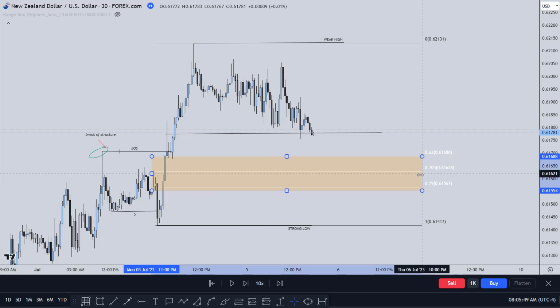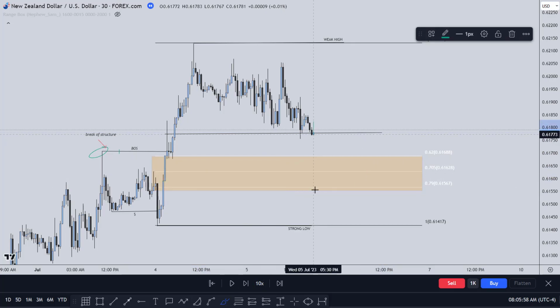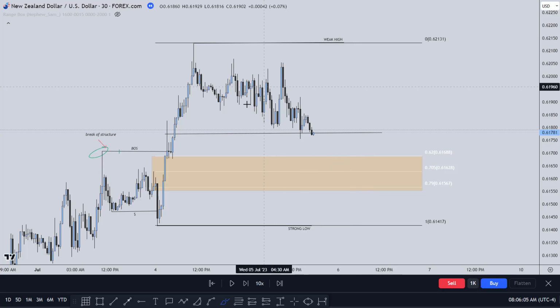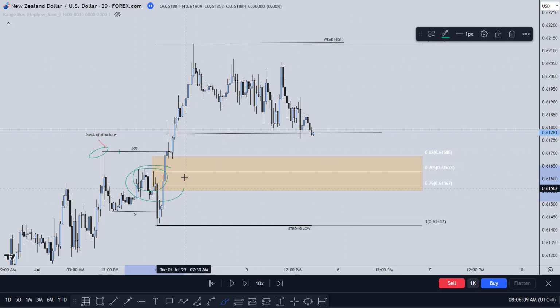So right here, based on our previous backtesting sessions, we know that price will probably come down in these areas and play around before it comes and clears this weak high right here. So we have to observe what POIs price shows us right here, right?